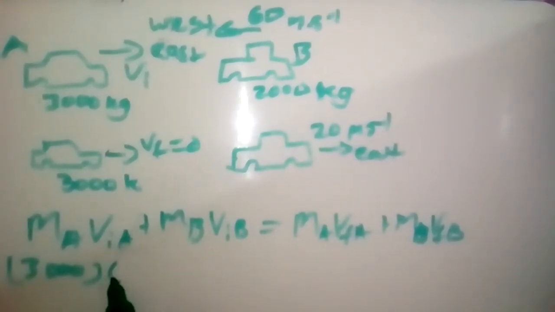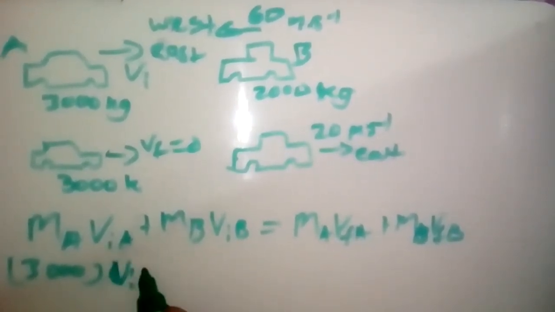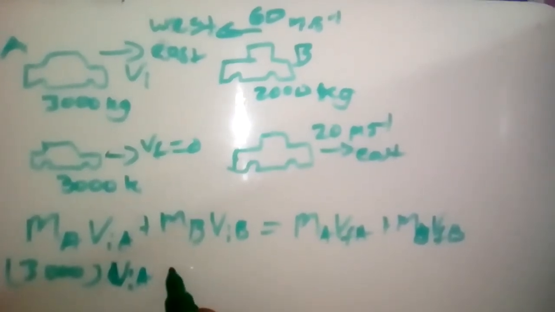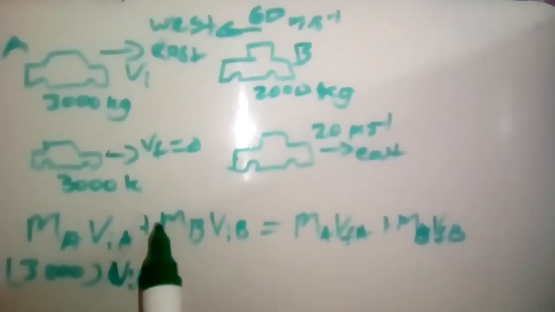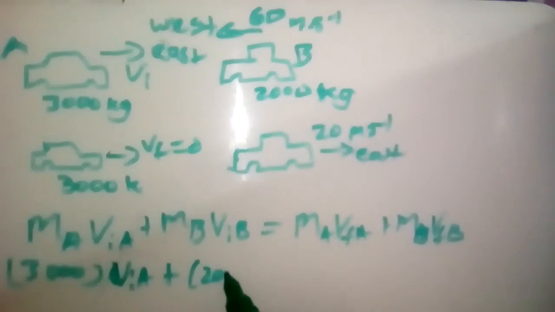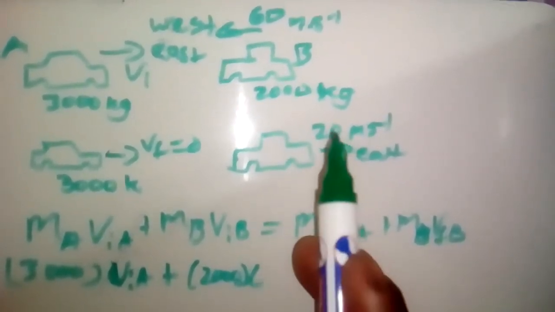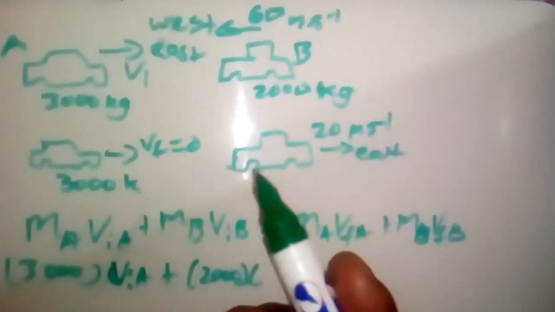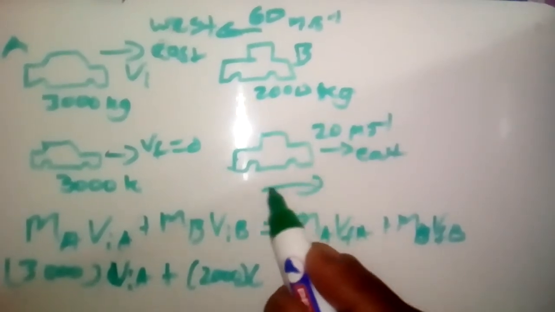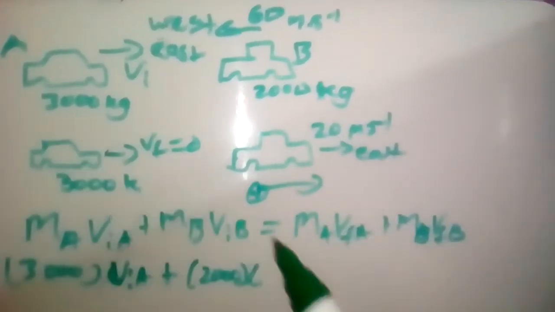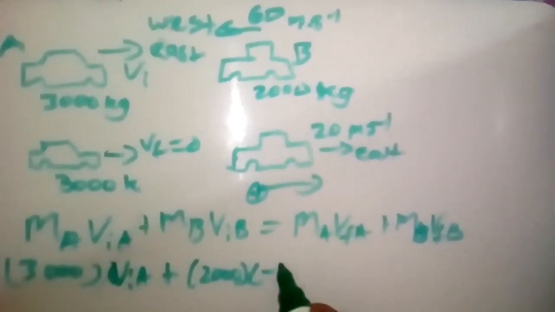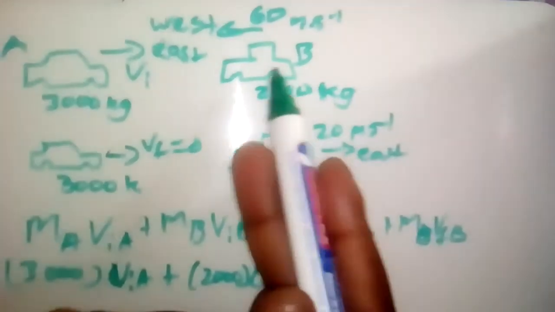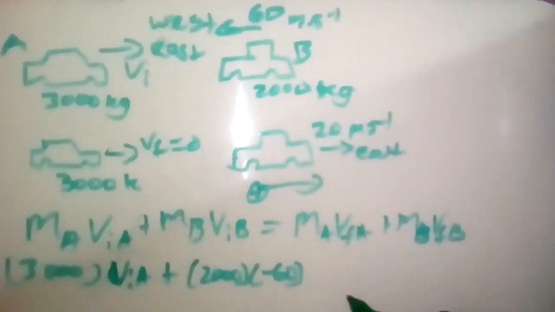And then what's the initial velocity? Well, we don't know that, so we're just going to say initial velocity of A, because we don't know that. And then plus, what is the mass of B? It's actually 2,000. The initial velocity of B, and we have to choose our direction. So I'm going to choose my right as positive. So since this one is going left, I'm going to say minus 60, right? 60 meters per second to the west.